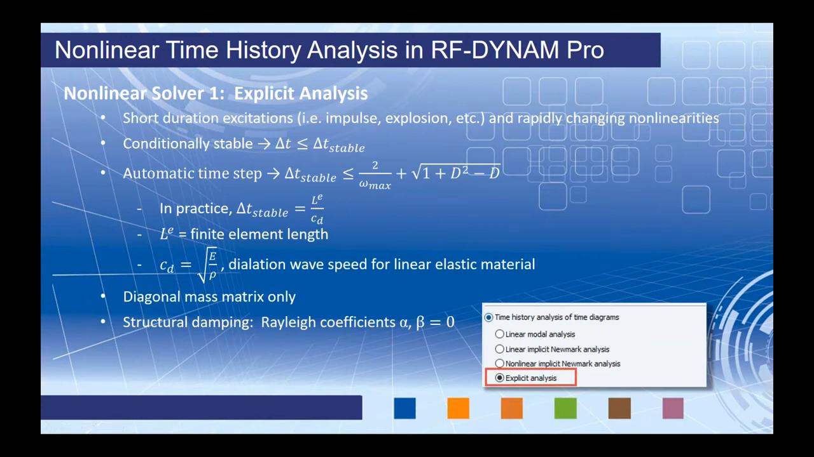Now, the diagonal mass matrix is only available here with the explicit analysis. We can consider structural damping here with Rayleigh coefficients, but the limitation is only the alpha coefficient can be set. The beta is always equal to 0 when we're utilizing an explicit analysis.